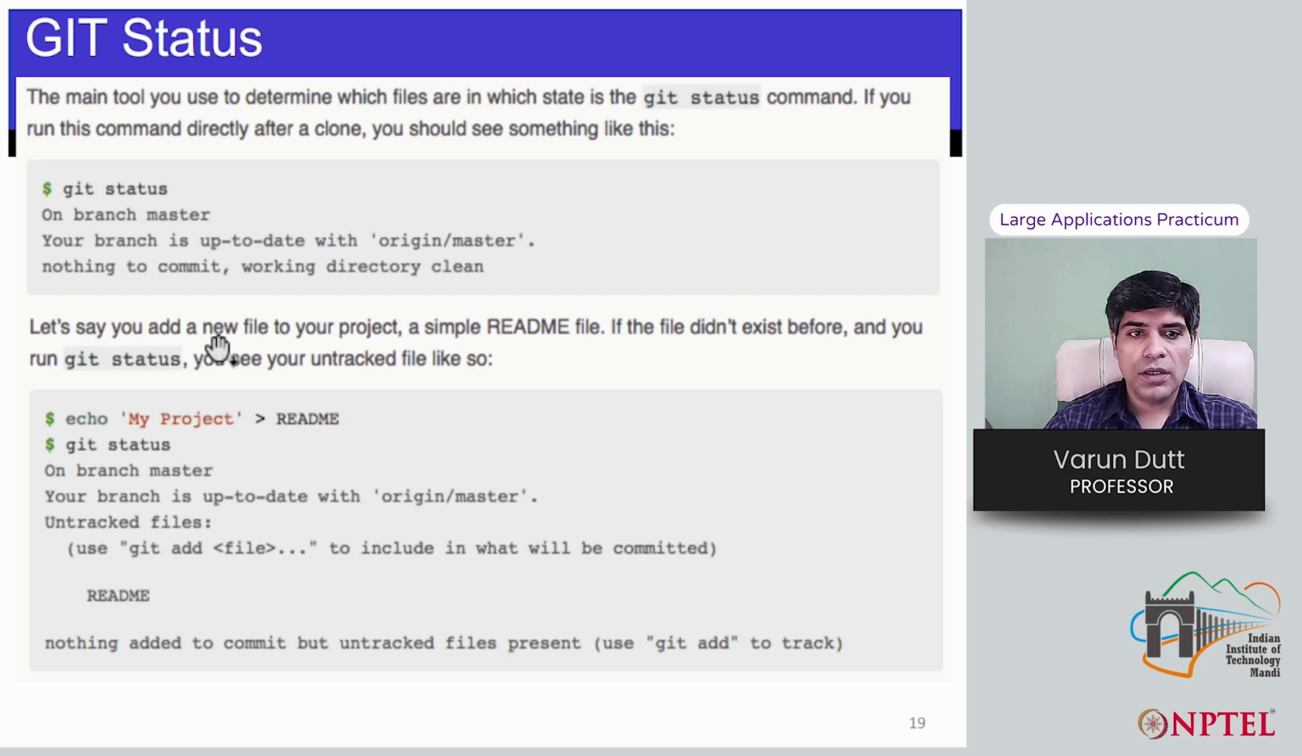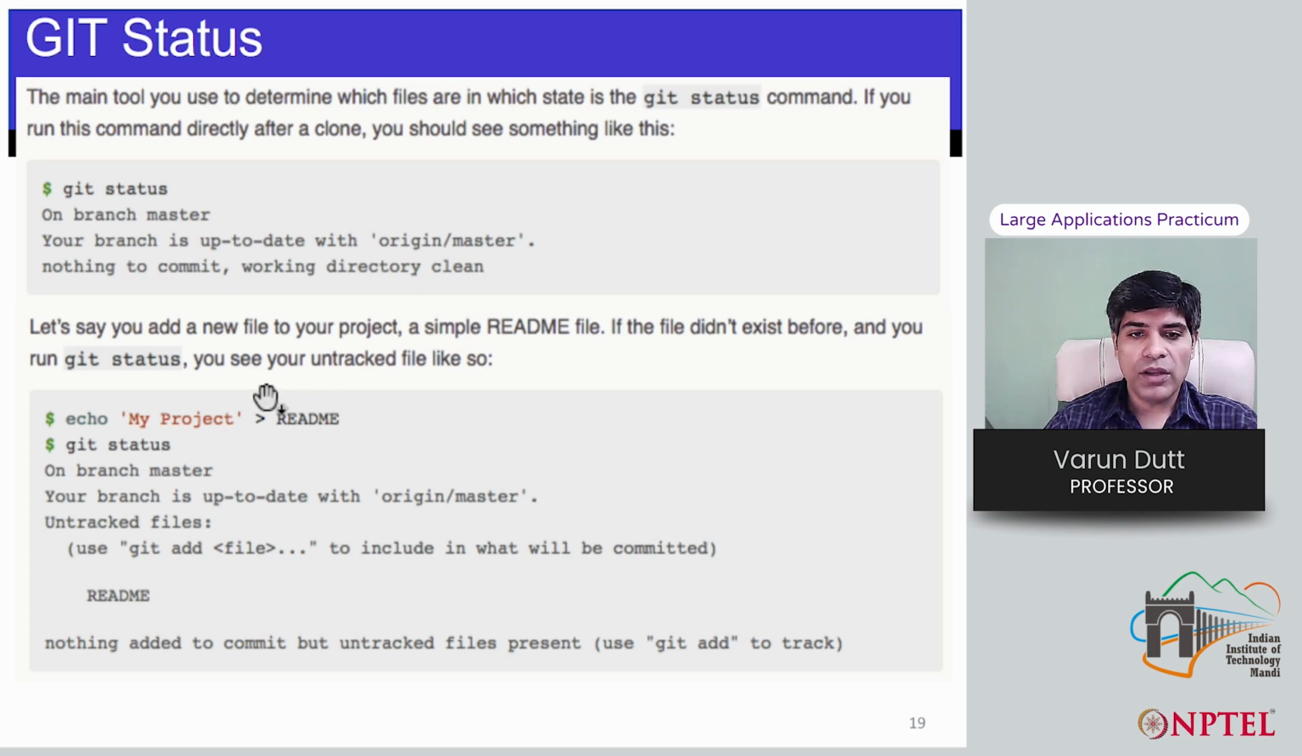Let's say you want to add a new file to your project. A simple readme file can be added. If the file didn't exist before, you can run git status and you can see untracked files and so on. So for example, in this case, I have echoed 'my project' into a file called readme. This is redirection. So I've created a file called readme with these two words, and then I am doing git status.